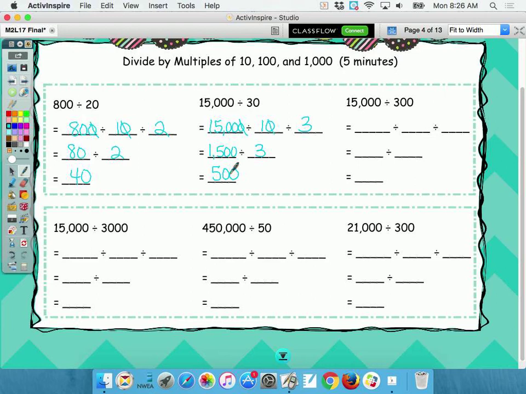Next one. This one isn't too hard. You just tell me what to write again. Who is it? Okay. Emily. 15,000 divided by what? 103. 103. And then take off the 2 zeros. Very good. So I have 150 divided by 3. What's the answer? 50. Good. Right, next person.